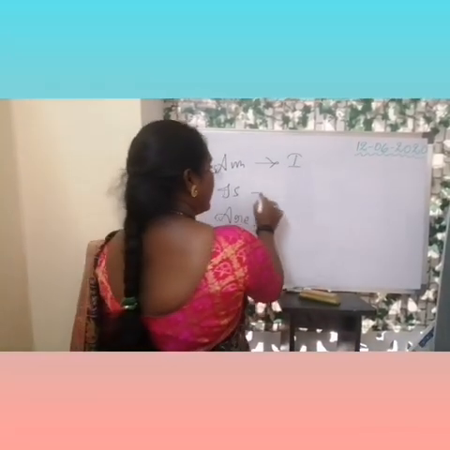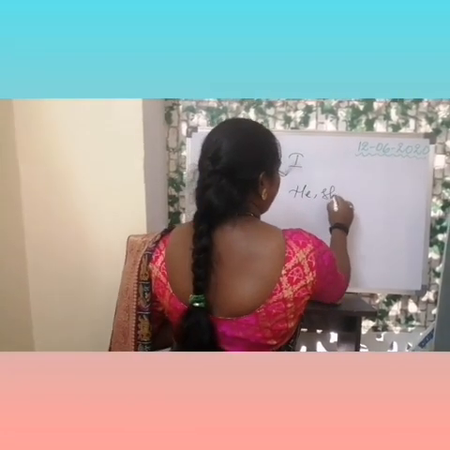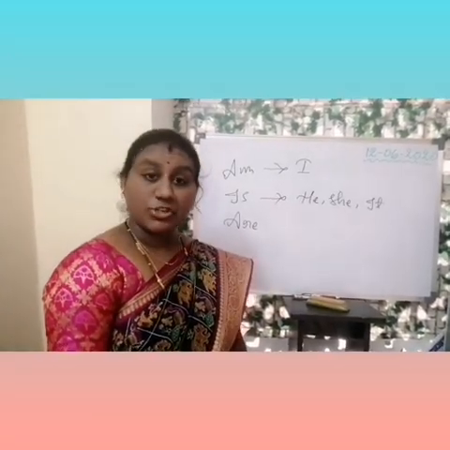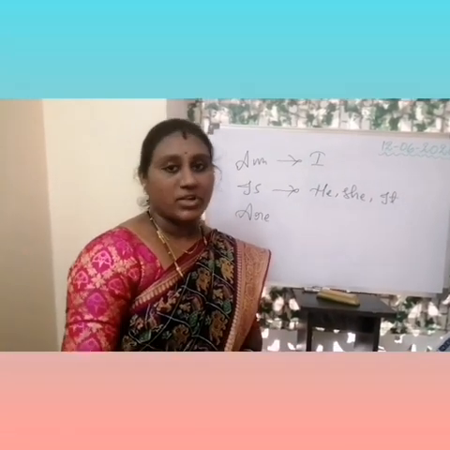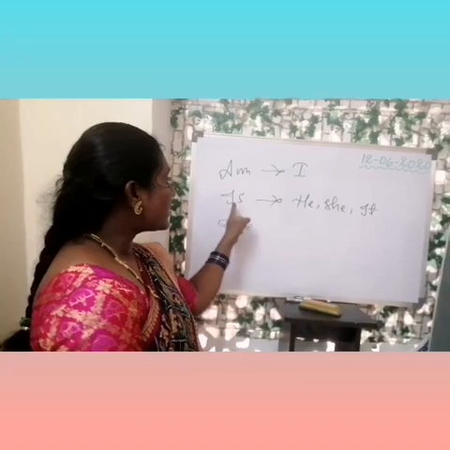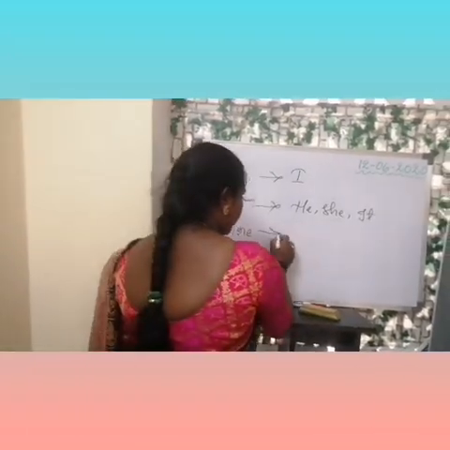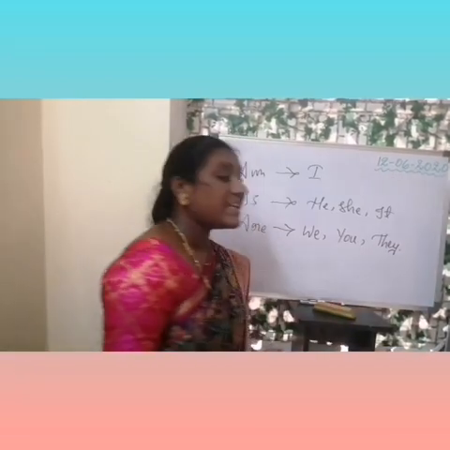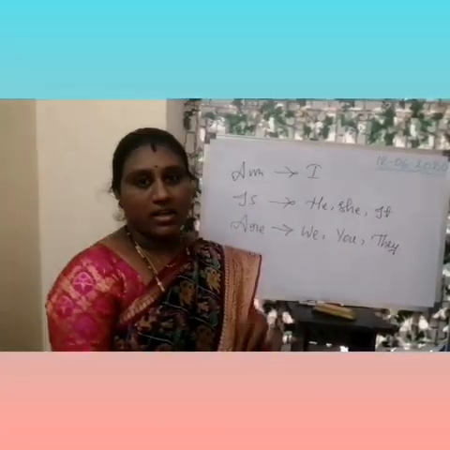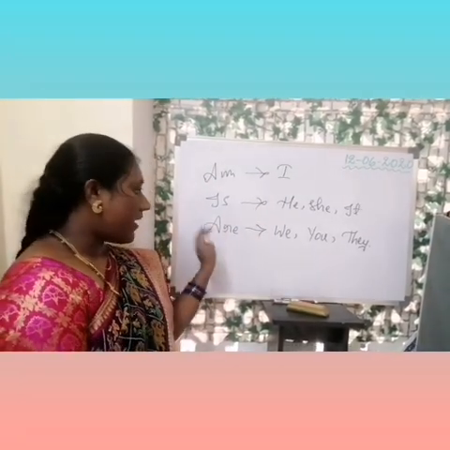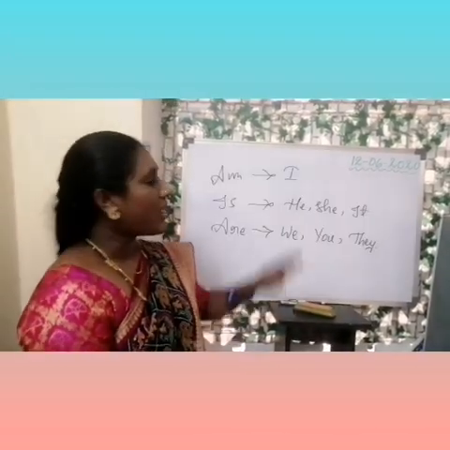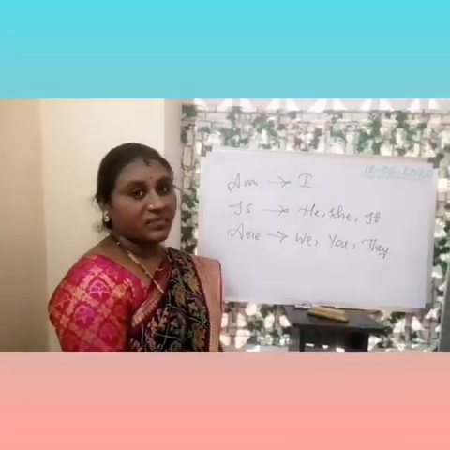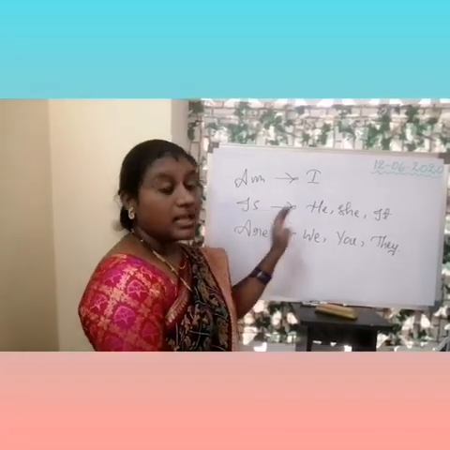Next, is is for he, she, it, the third person or third pronoun. Whenever it comes as the subject, we use is. And are is for we, you, they: we are, you are, they are. So: I am, he is, she is, it is, and we are, you are, they are.